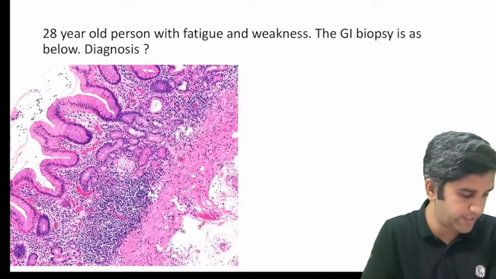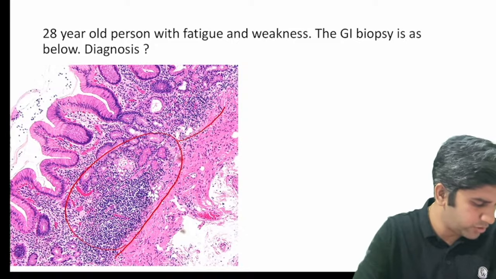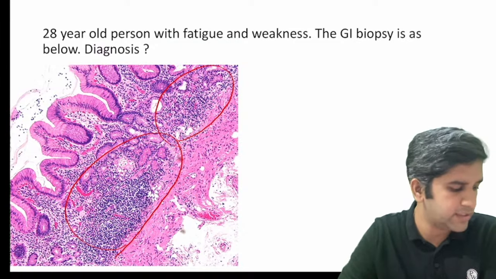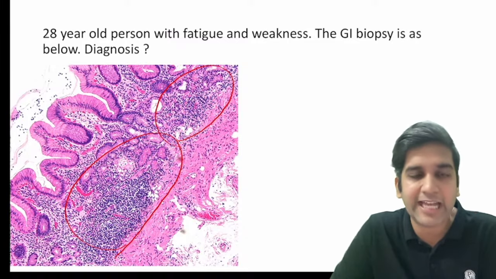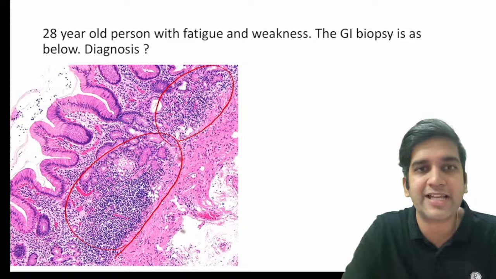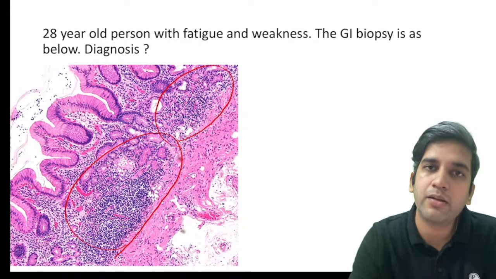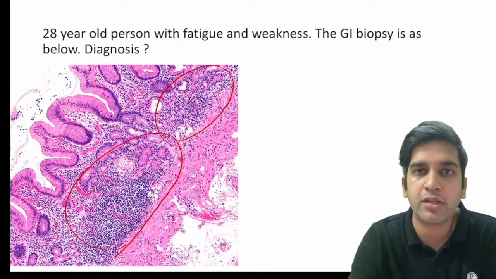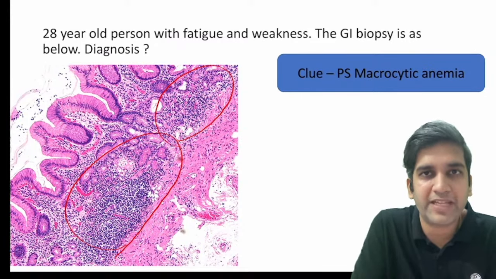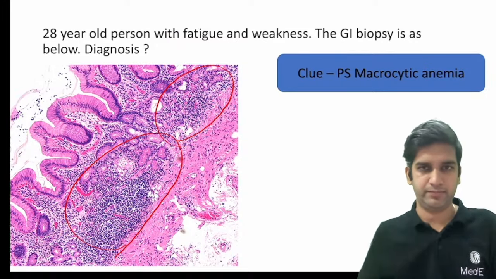Perfect. Okay, great. Again, same here. This is what I want you to concentrate on. The inflammatory cells, same small round blue cells. Can anyone tell me the answer? 28-year-old, fatigue and weakness. I'll just give you a clue. The reason for fatigue here is anemia. Anemia with lymphocytic infiltration, and one more clue, it's a macrocytic anemia. Can anyone come to an answer? Why celiac?